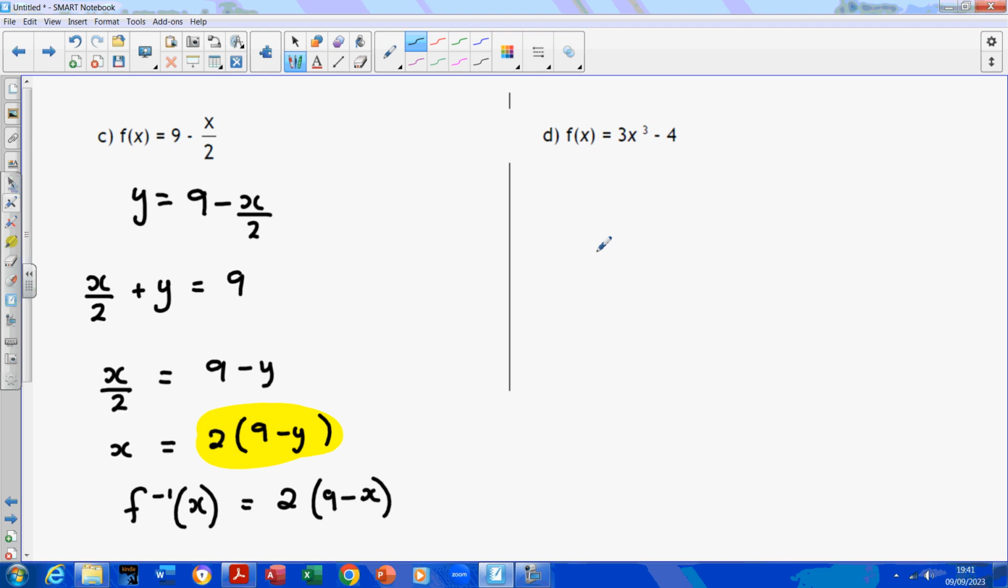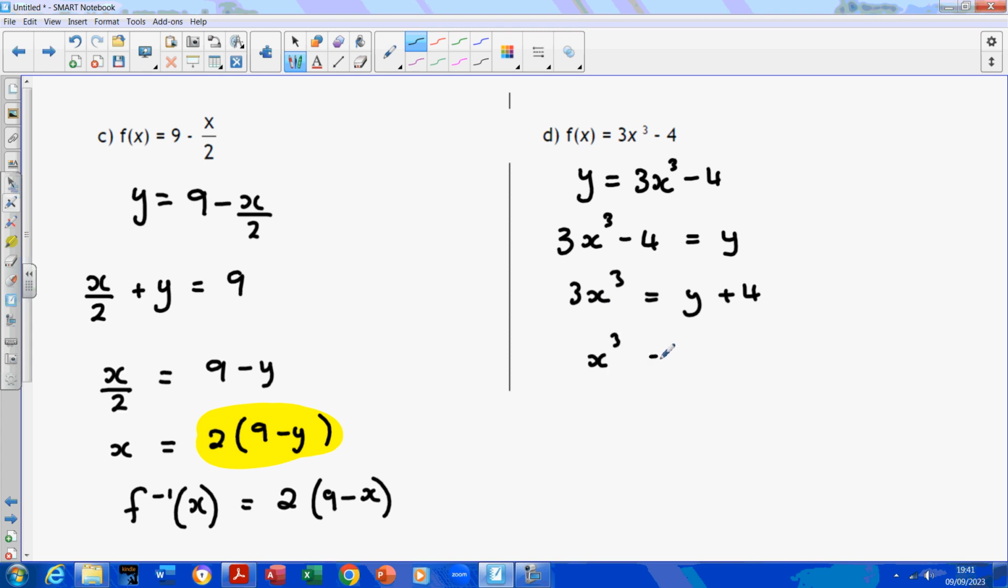Next one, part D. So for part D, we've got y is equal to 3x cubed minus 4. I'll read it round the other way, so 3x cubed minus 4 is equal to y. Don't want the minus 4, so I'll add 4 onto both sides, so that gives us y plus 4. Don't want 3 times that x cubed, so I'm going to divide by 3, so it's going to be y plus 4 all divided by 3.